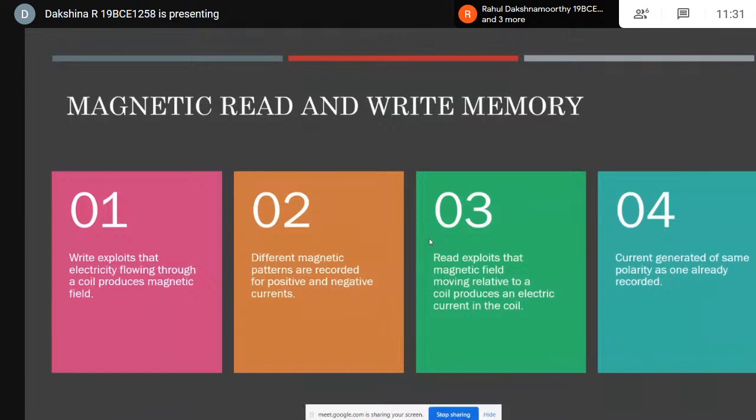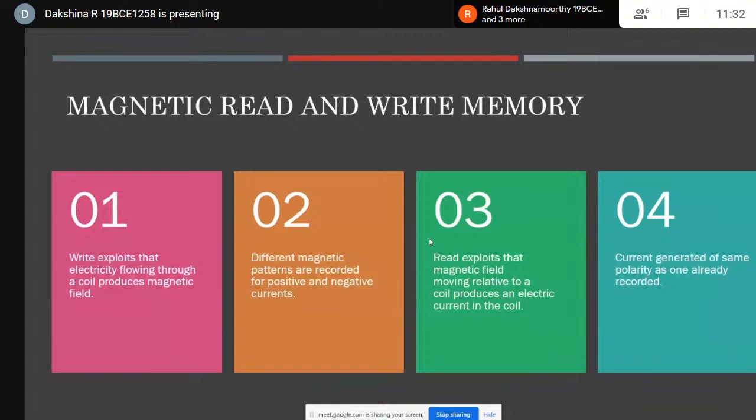Now we're going to talk about the write and read mechanism. So first, the write mechanism. It is based on the fact that electricity flowing through a coil produces a magnetic field. Electric pulses are sent to the write head, and the resulting magnetic patterns are recorded on the surface below, with different patterns for positive and negative currents.